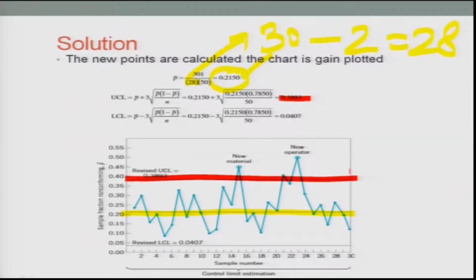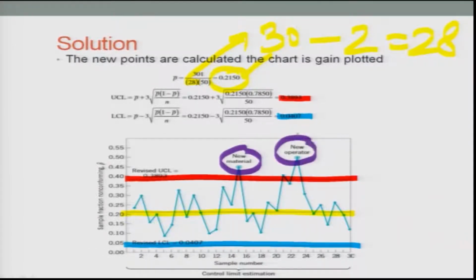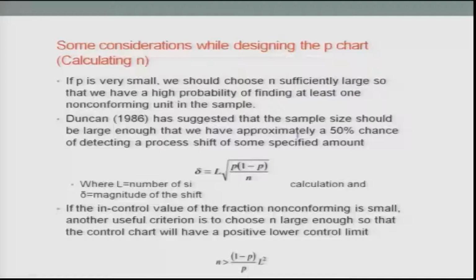Then the lower control limit, again you find out it comes out to be, let me change the color for ease of understanding, this line, which is 0.0407, and if you do the calculations, it will be very evident. Let me use another color, say violet. So, whether it is the new material or new operator or whatever the reasons are, you will be able to find out in a much better way and comment intelligently on what the reasons were for which this aberration occurred.